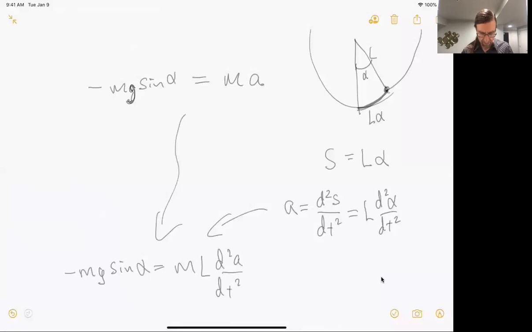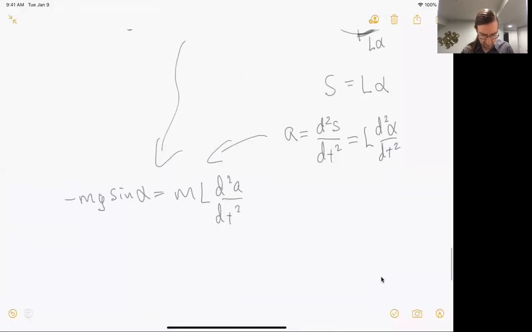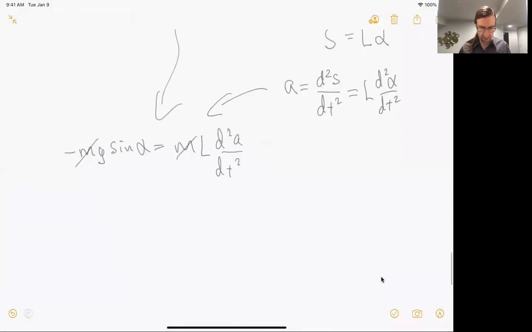An interesting observation here is that the m's cancel, and that's actually kind of fascinating. It says that if you have a mass at the end of a pendulum bob, the mass doesn't actually matter. How fast this thing goes back and forth only depends on the length of the pendulum, not on the mass of the bob at the bottom, which is kind of fascinating. Experimentally, that's true. This really mirrors the experimental data really well. All right, let's keep going here.